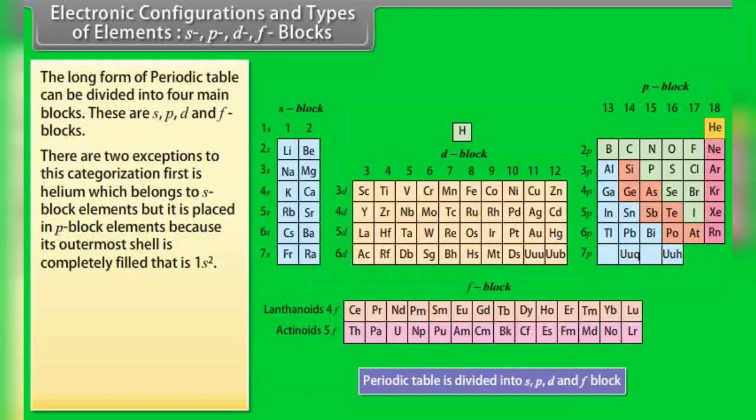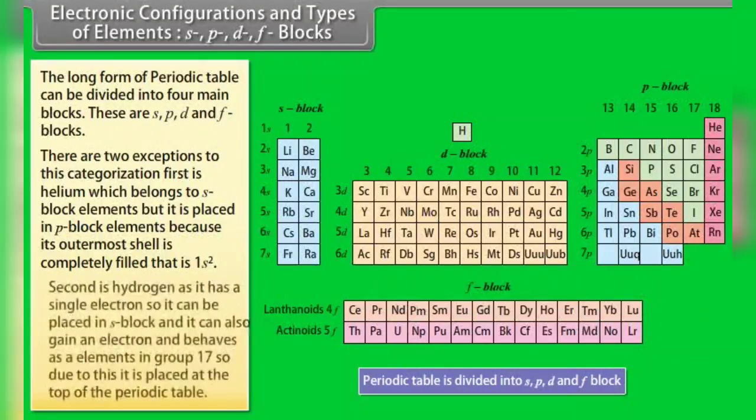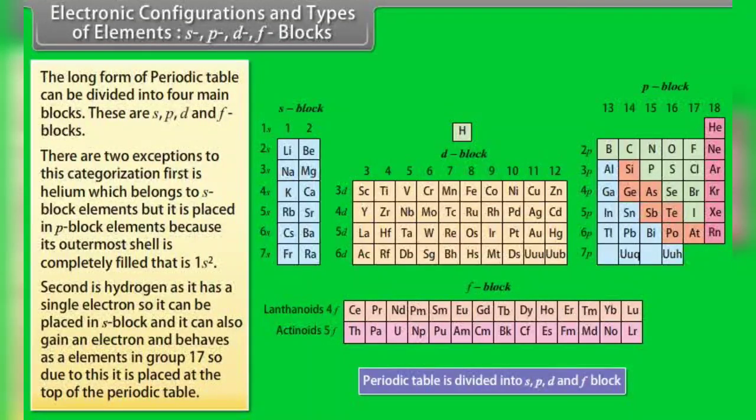First is helium, which belongs to S block elements, but it is placed in P block elements because its outermost shell is completely filled, that is 1s2. Second is hydrogen, as it has a single electron, so it can be placed in S block, and it can also gain an electron and behave as elements in group 17. So, due to this, it is placed at the top of the periodic table.